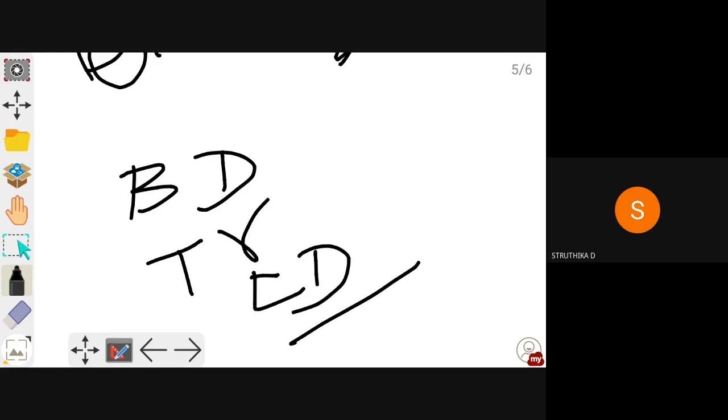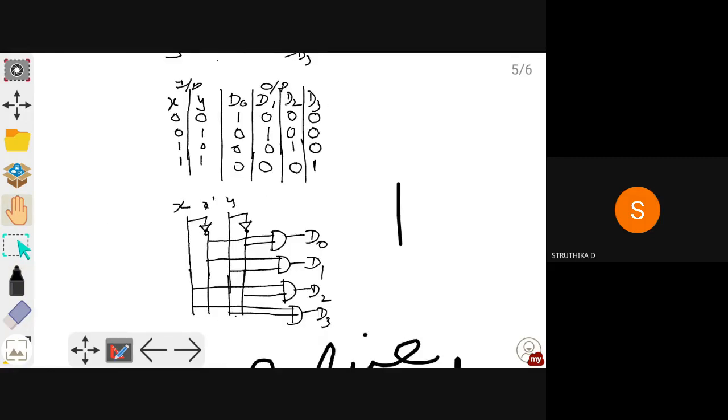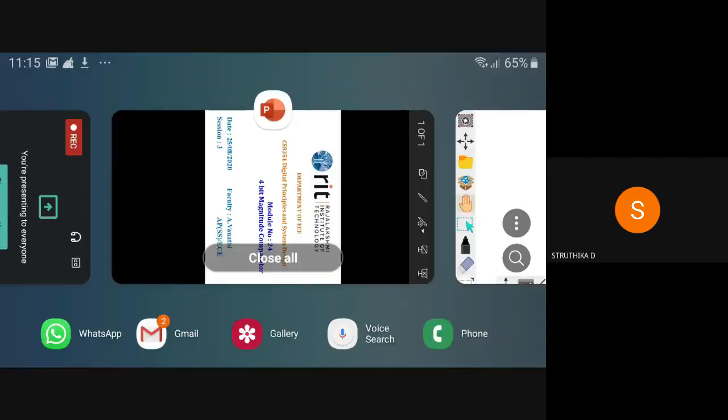The logical diagram is the same, but you have x, x bar, y, y bar, z, z bar. So 0 0 0 is D0, 1 1 1 is D7. Draw the logical diagram for D0 to D7. Is it clear? 3 to 8 line decoder. So do it as homework. If you have any doubt, you can ask tomorrow. Is it clear? Yes, ma'am.